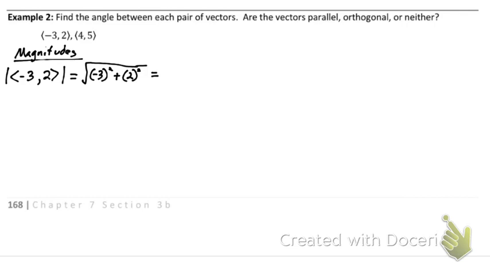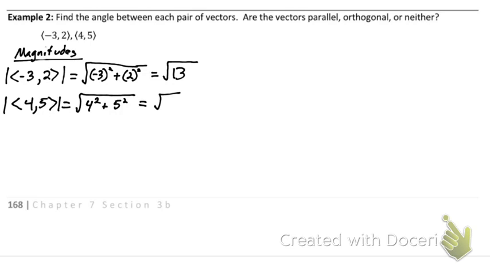-3 squared is a positive 9. Plus 2 squared is going to be 4. This is just going to equal the square root of 13. All right, let's find the magnitude of the vector 4, 5. Same exact thing. It's just our horizontal component squared, so that's 4 squared, plus our vertical, which is 5 squared. 5 squared is 25, plus 16, that's just going to be the square root of 41.